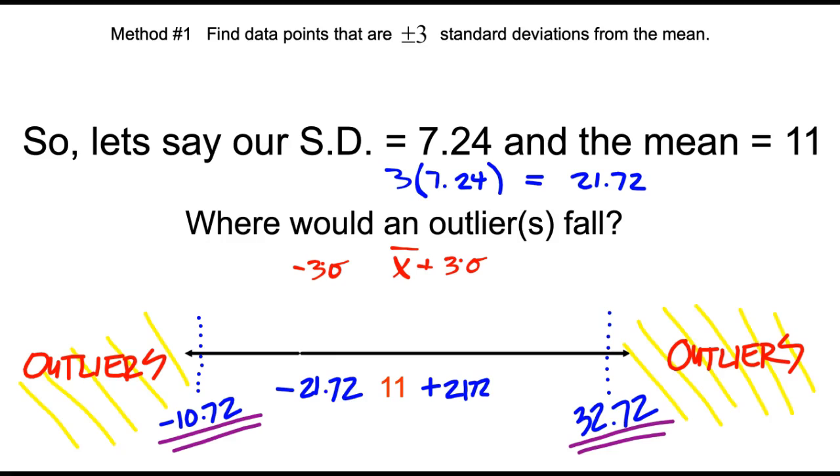Is 32.72 an outlier, or is it 32.73? That would be right on the button. It's not past that, so, I mean, I don't know, it's right on the cusp. It depends if you are including it or not. It depends on the definition of your outlier. The definitions of outliers can change.